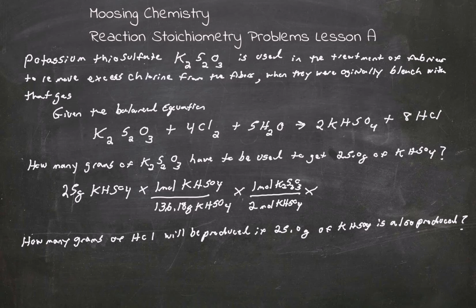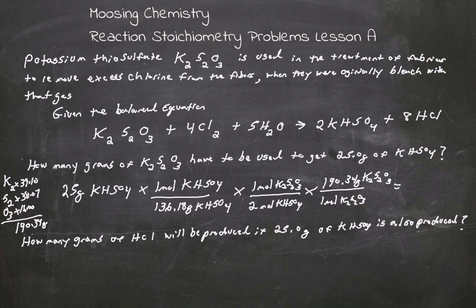All right, so let's go ahead and look at this. Now we want to turn this into grams of K2S2O3. So we go 1 mole of K2S2O3, and we need to know that this is 190.34 grams of K2S2O3. Where'd that number come from? No problem. K is 2 times 39.10. S is 2 times 32.07. And then O is 3 times 16.00. And that gives me 190.34 grams. So that's where we got that number from, by finding the formula mass.